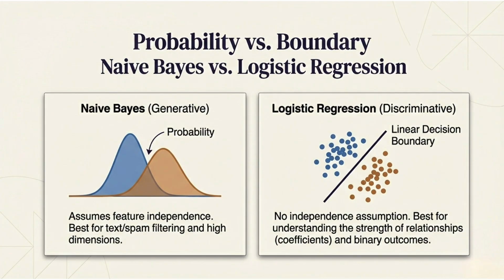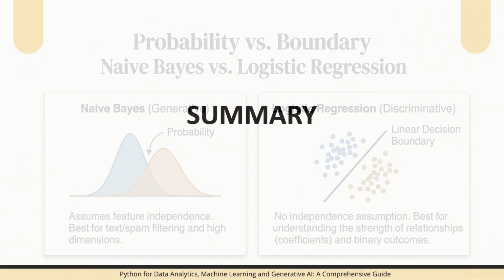Naive Bayes and logistic regression represent two different modeling philosophies. Naive Bayes is a generative model that assumes feature independence. It performs particularly well in high-dimensional problems like text classification. Logistic regression is a discriminative model that directly learns a decision boundary. It does not assume independence and is well suited for understanding feature influence in binary classification tasks.